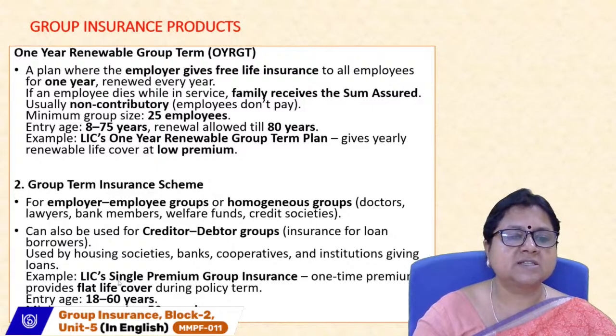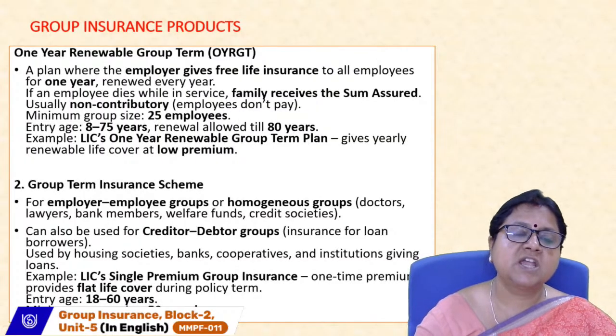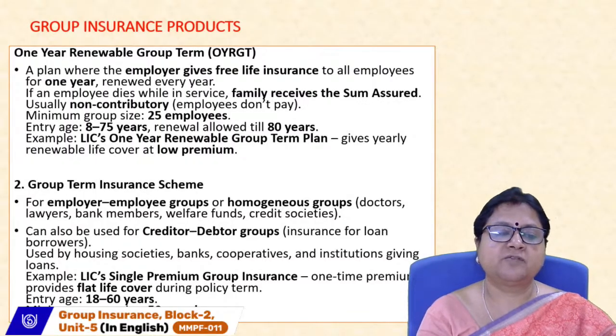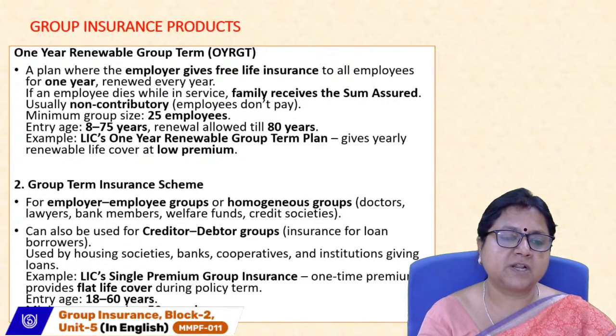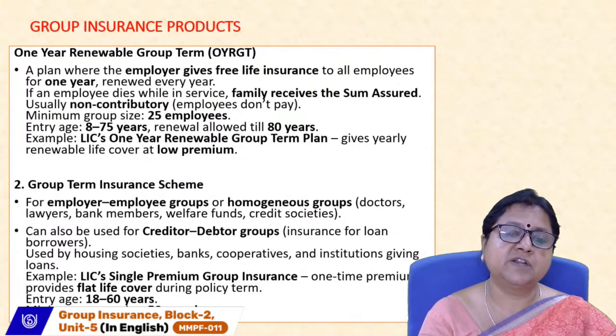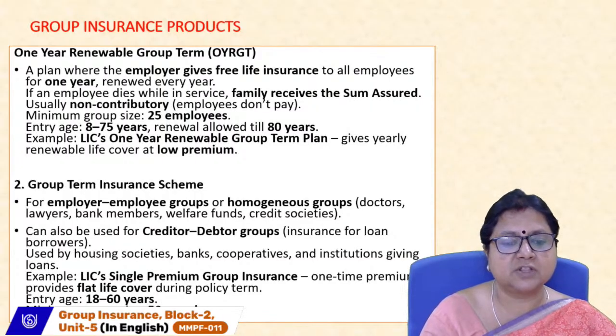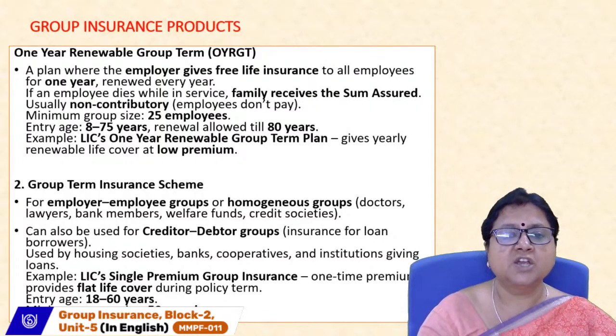And this can be LIC's single premium group insurance. It is a one-time premium. Here you are not going to renew the insurance every year. You are providing the premium one particular time, and it provides flat life cover during the entire policy term. Entry age is 18 to 60 years for the members and the group size will be 50.